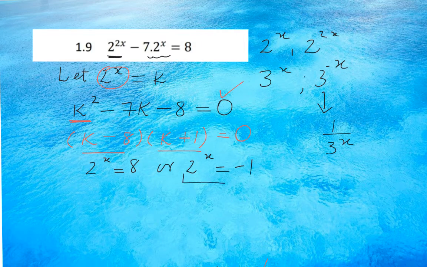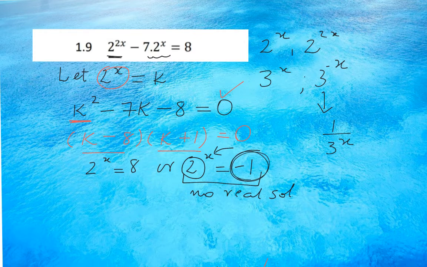Now what happens with a positive base to any power? A positive base to any power will always be positive, therefore there will be no real solution for x for this equation. You can choose any x. You can choose x as minus a million. Now 2 to the power of minus a million is just 1 over 2 to the power of positive a million. So it will be a tiny fraction, but never negative.